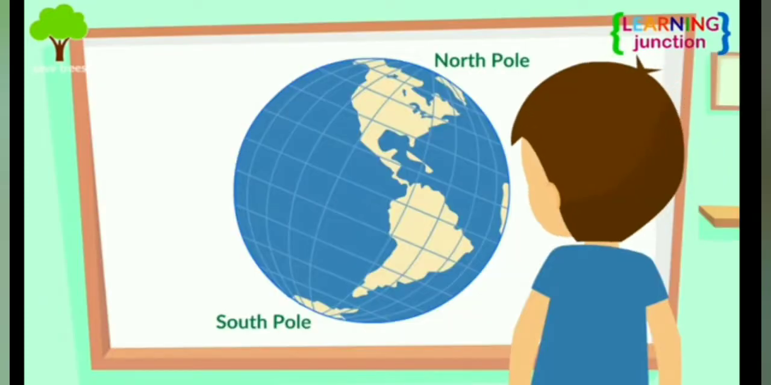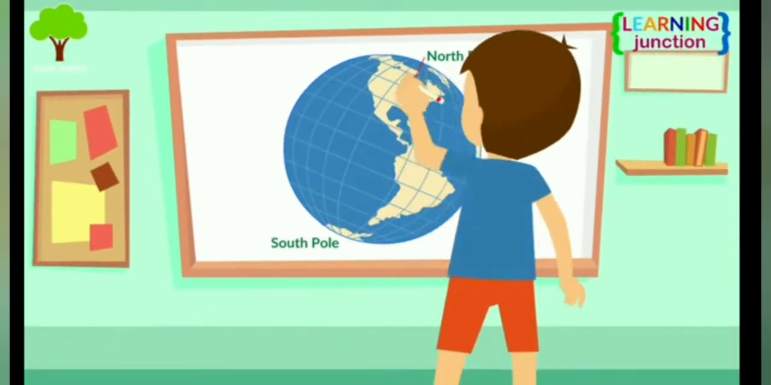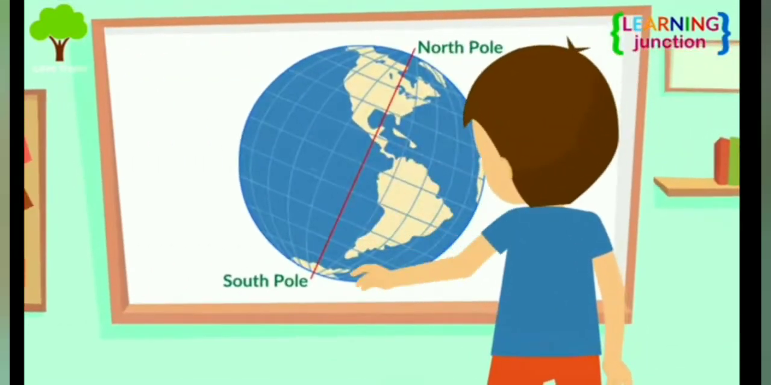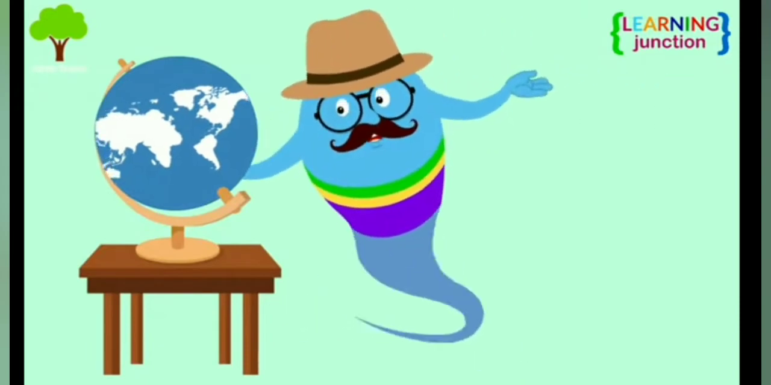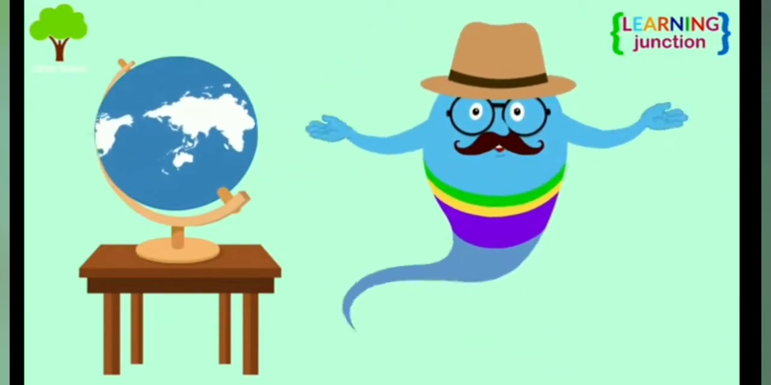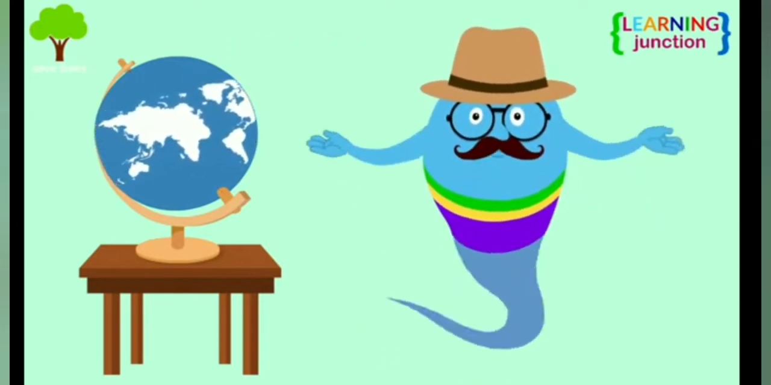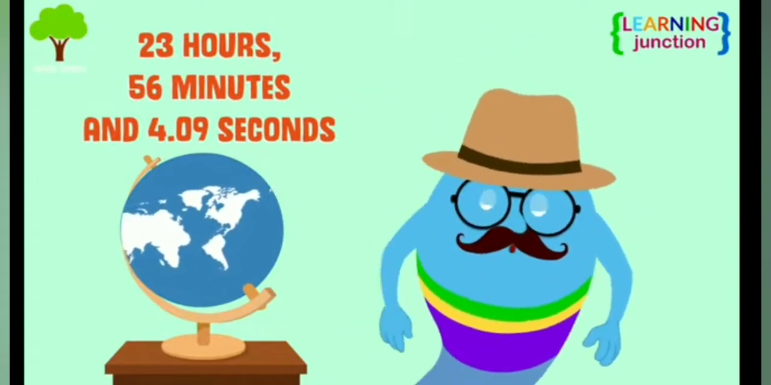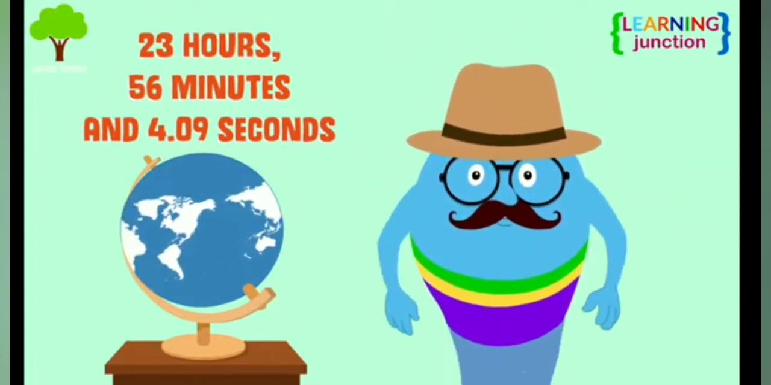You've drawn a beautiful diagram. Now draw the axis. The Earth's axis is an imaginary line joining the North Pole and the South Pole. Look here on the globe. The Earth spins around the axis. The spinning of the Earth around the axis is called rotation. It takes the Earth 23 hours, 56 minutes, and 4.09 seconds, or 1 day, to make one complete rotation.